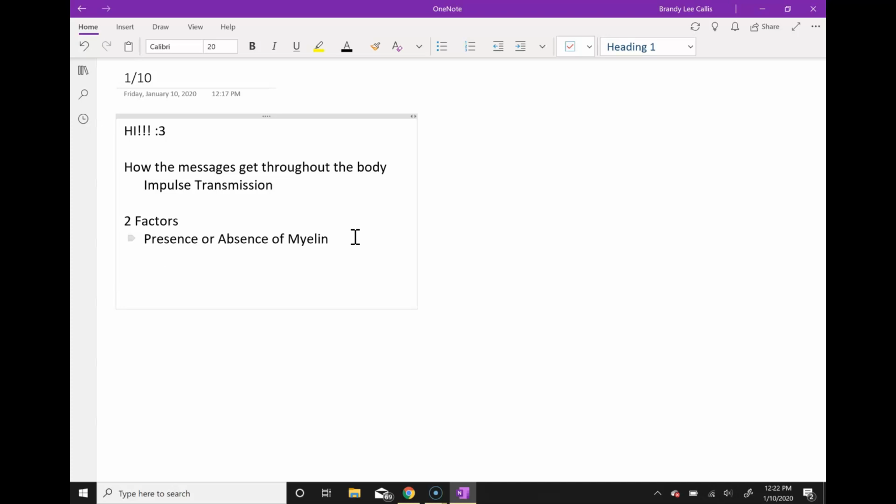Okay? Because it is an insulator, it allows the action potential, what we talked about yesterday, to jump over it. So it goes from myelin sheath to myelin sheath. And this is called saltatory conduction. The jumping from myelin to myelin.